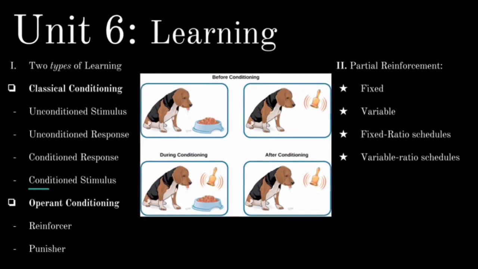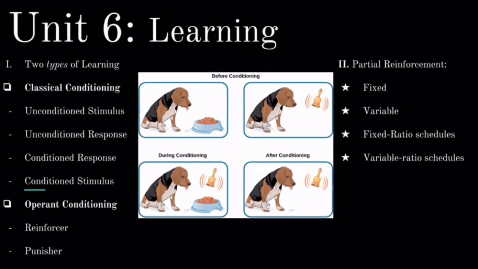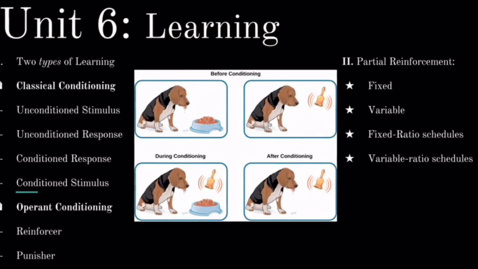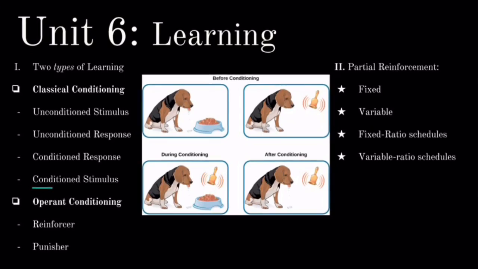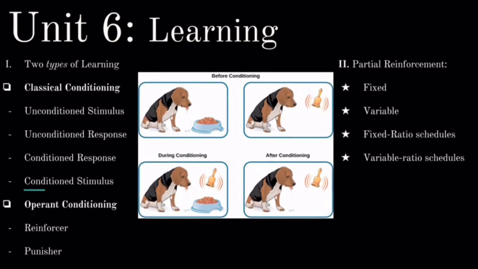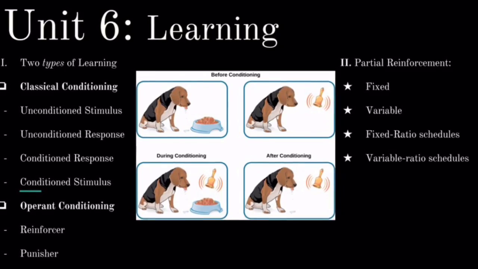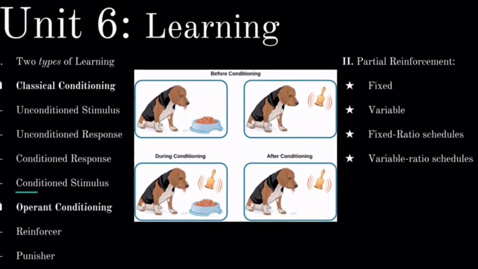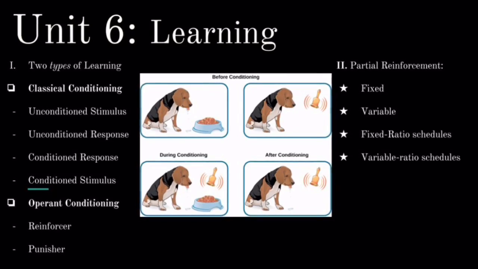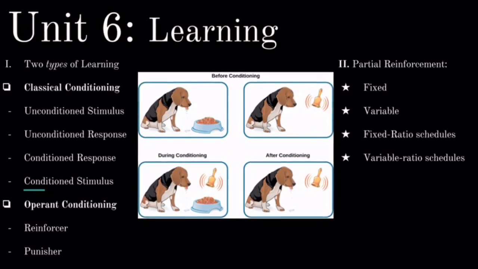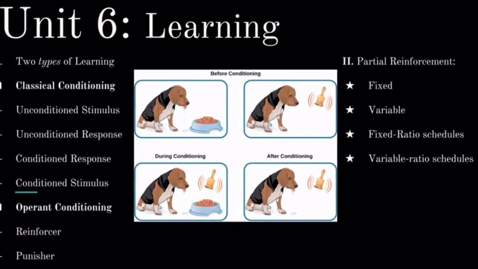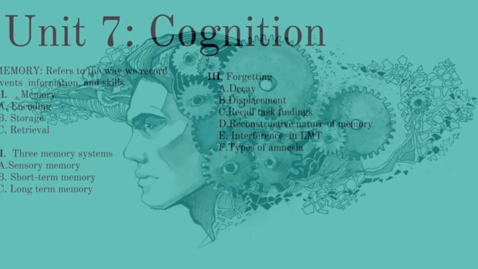Unit 6 is learning. There are two types of learning: classical conditioning and operant conditioning. In classical conditioning, we have the unconditioned stimulus, the unconditioned response, and the conditioned response and stimulus. In operant conditioning, we have the reinforcer and punisher, and we have different schedules. So we have fixed, variable, fixed ratio, and variable ratio. The reinforcer is something that increases the likelihood of a behavior, and the punisher is something that decreases the likelihood of a behavior.